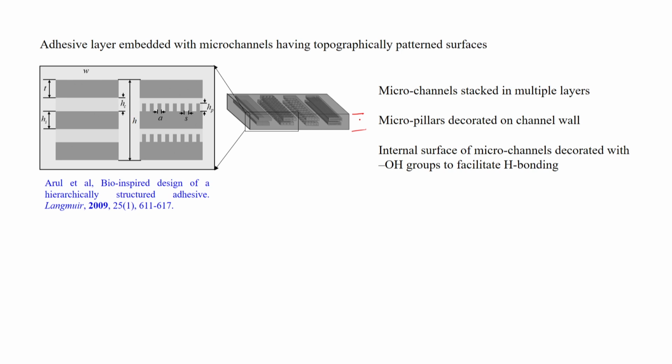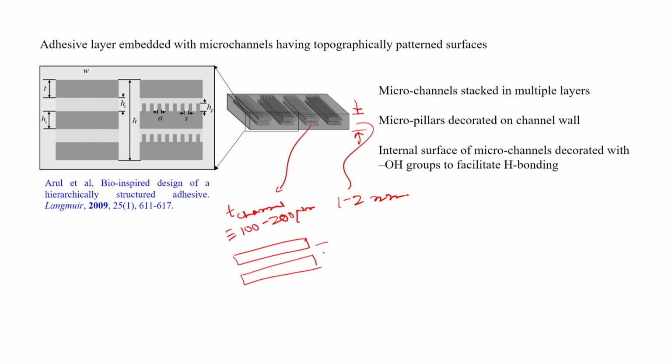So, let me give you some dimensions of this film. Let us say the film is about 1 to 2 millimeter thick, and the thickness of the channel may be about 100 to 200 micron, not more than that. It is one order of magnitude smaller than the film thickness, and there can be 2 to 3 layers. So, let us say this is one layer of channel and then there is another layer of channel. Between them the gap may be about 200 to 400 micron or so.